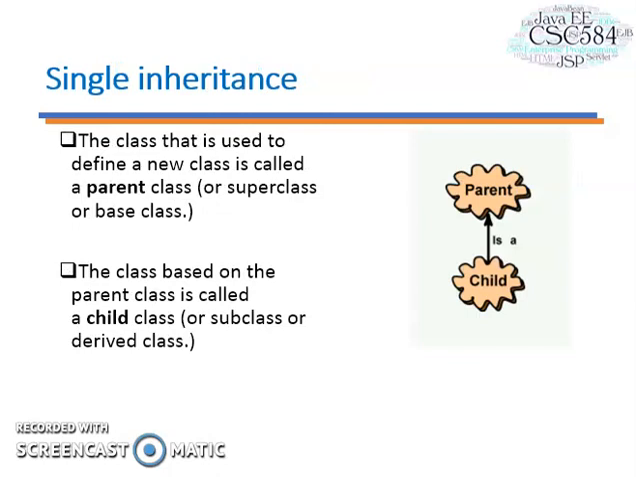Next, let's look at single inheritance. The class that is used to define a new class is called a parent class. The class based on the parent class is called a child class. In Java, children inherit characteristics from just one parent. This is called single inheritance. Some languages allow a child to inherit from more than one parent. This is called multiple inheritance. With multiple inheritance, it is sometimes hard to tell which parent contributed what characteristic to the child. So Java avoids this problem by using only single inheritance.